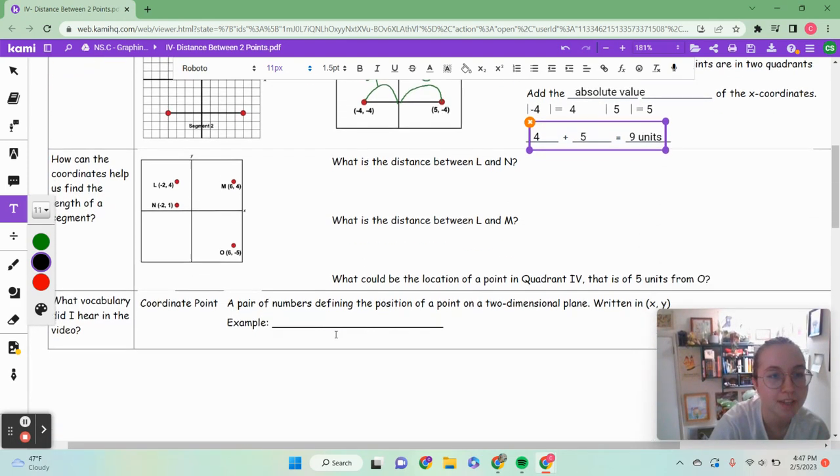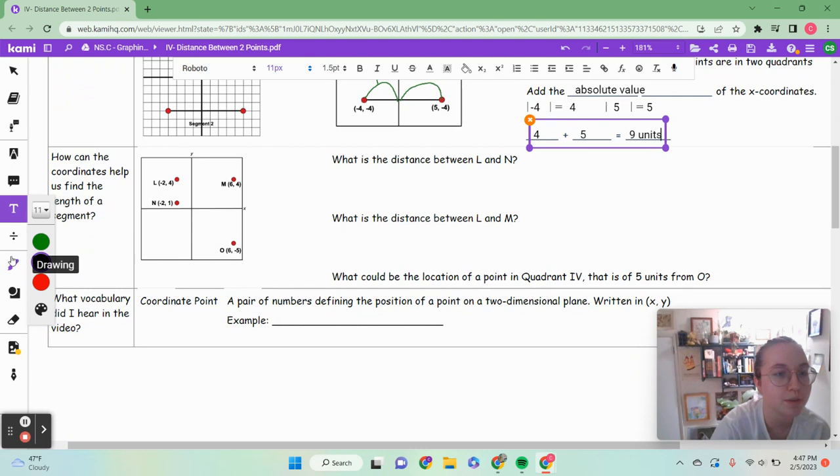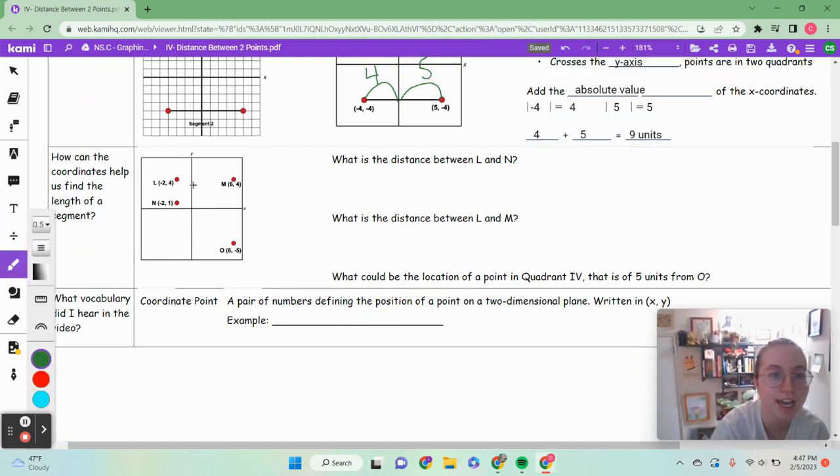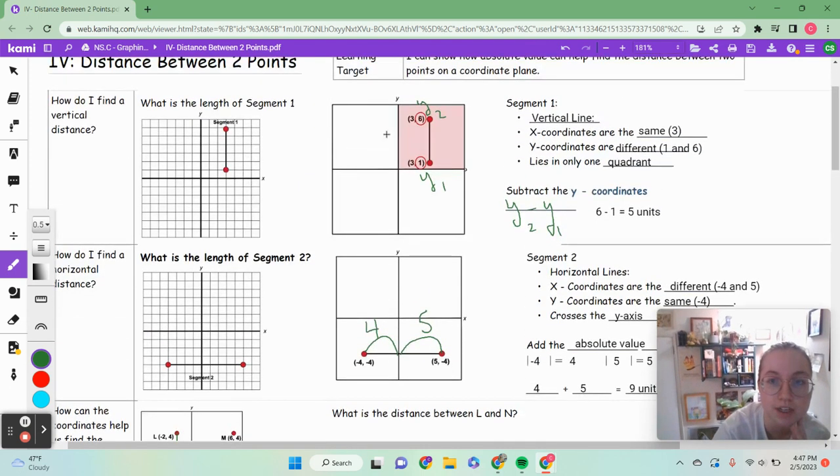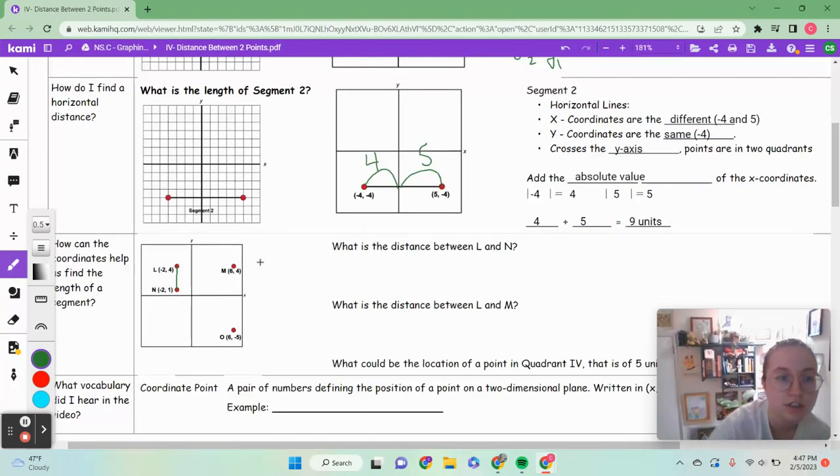I'm bad at spelling today. So let's do some other trial runs. If I want to find the distance between L and N, L and N goes from this point to this point. What type of distance is that? That's a vertical distance, and that is only in one quadrant. So just like our problem up here, we just need to subtract the lower y value from the higher y value. So we do y2 minus y1, and that is equal to 4 minus 1, which is equal to 3.